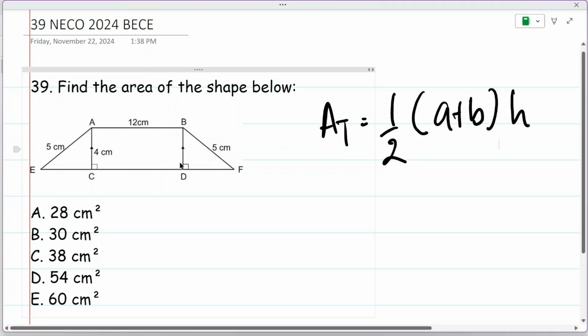Applying this formula, looking at this question, we see that we have our height and our a, but we don't have our b. We have to calculate our b. If AB is 12, then CD is 12. The distance from here to here is the same as the distance from here to here. This is 12 centimeters. If we have this as 12 centimeters, we also need the distance from here to here and from here to here, that's from C to E and from D to F, to complete b that runs from E to F.